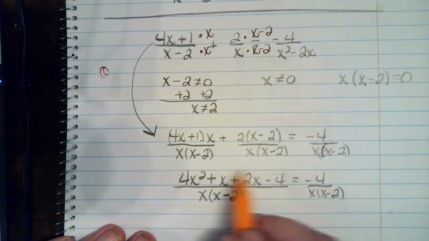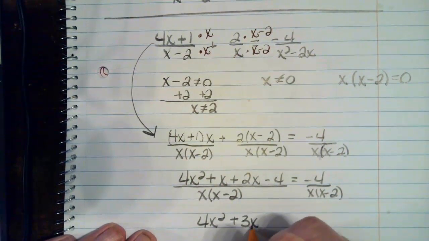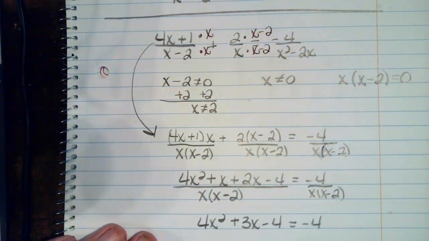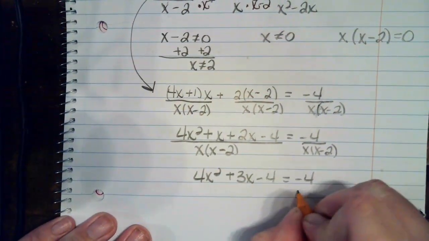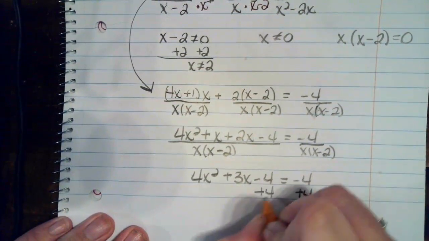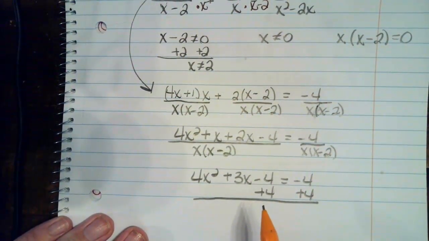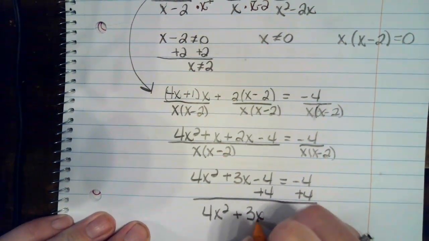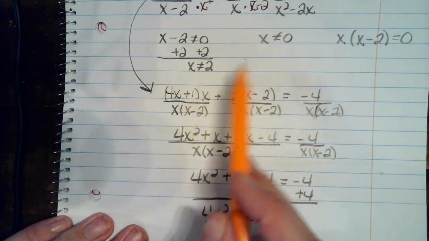So we're going to combine this one. So I've got 4x squared plus 3x minus 4 equals negative 4. And then I'm going to add my 4. So my denominators are still there. I'm just ignoring them right now. Okay. So this gives me 4x squared plus 3x equals 0. I'm ignoring them because I've already decided what they can't be.